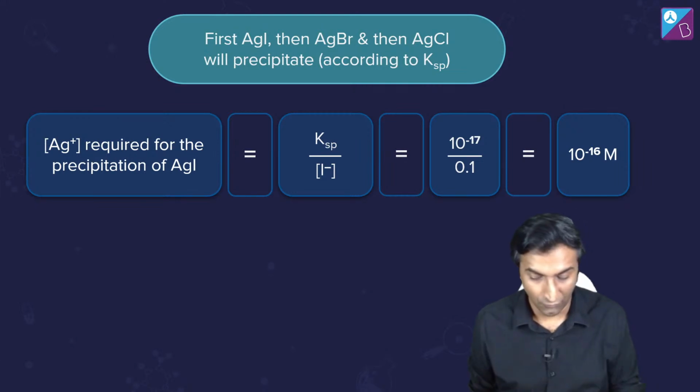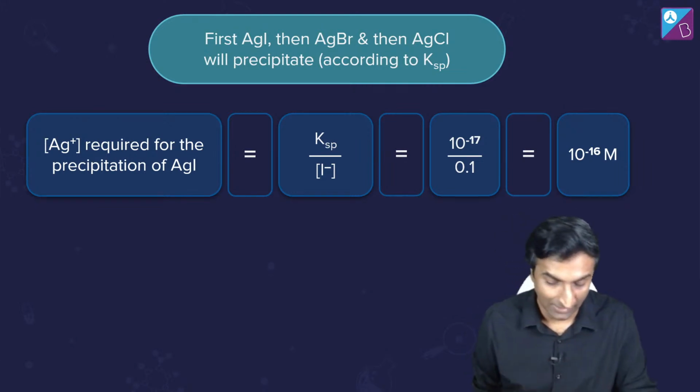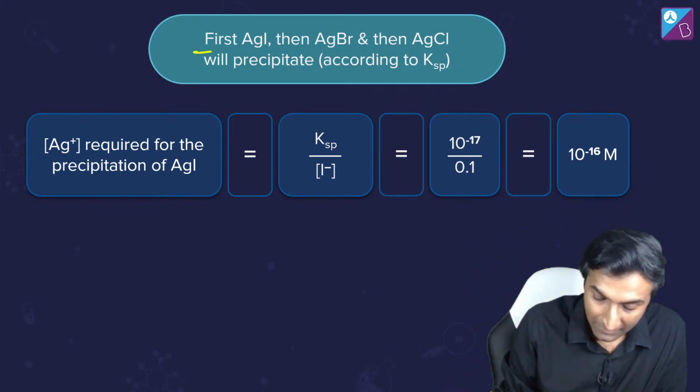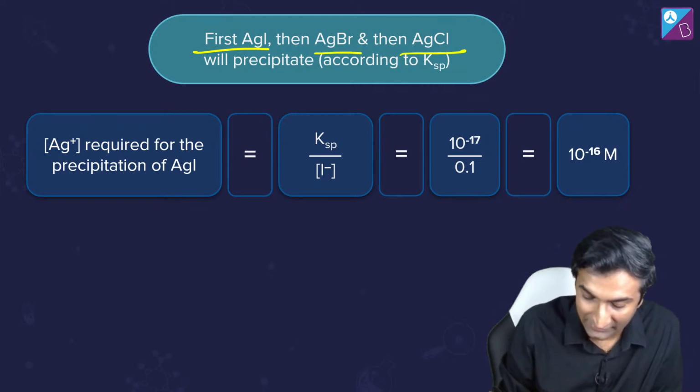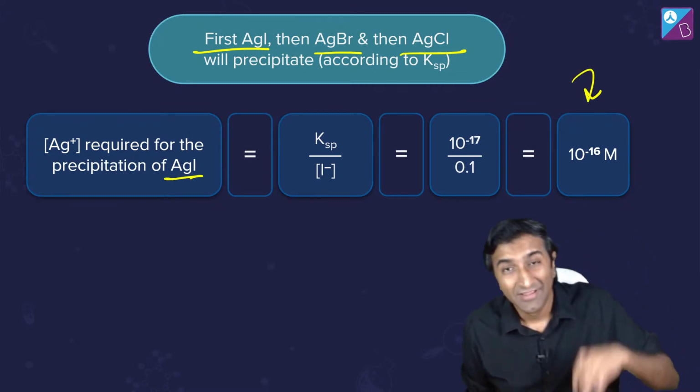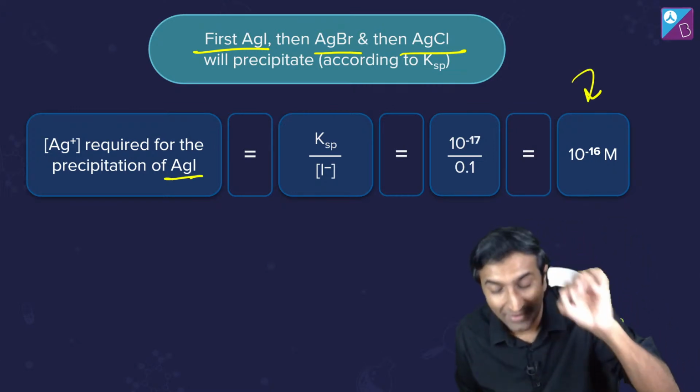Now the next question, furthering what Ayush is saying, देखो, is what is the concentration of these ions when this happens, the concentration of the other ions. So पहले निकलेगा AgI, then AgBr, and then AgCl, and then the Ag plus concentration required for precipitation of AgI. Look at how small it is. So you need just 10 power minus 16 molar.